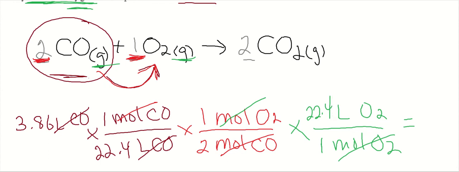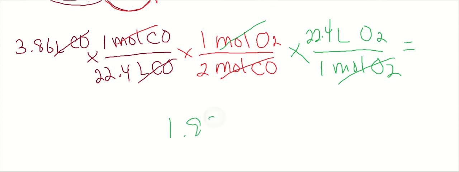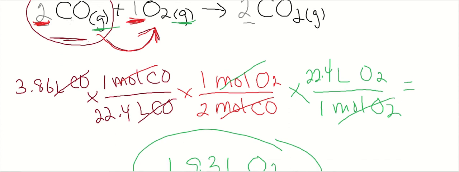Let's punch these numbers in, see if we get the same number. 3.86 divided by 22.4 divided by 2 times 22.4. Maybe you see that these cancel out, and so all you had to do was 3.86 divided by 2. But that's fine, I'm going to get the same answer anyway. Our final answer is going to be 1.93 liters of oxygen. 3 sig figs, 1.93 liters of oxygen.